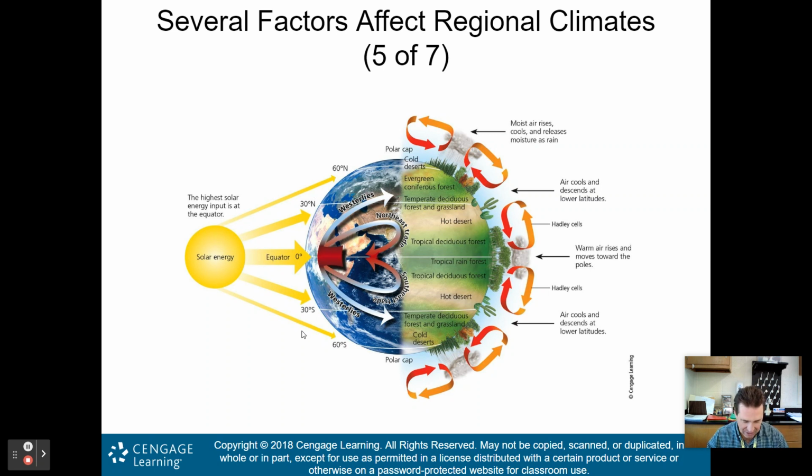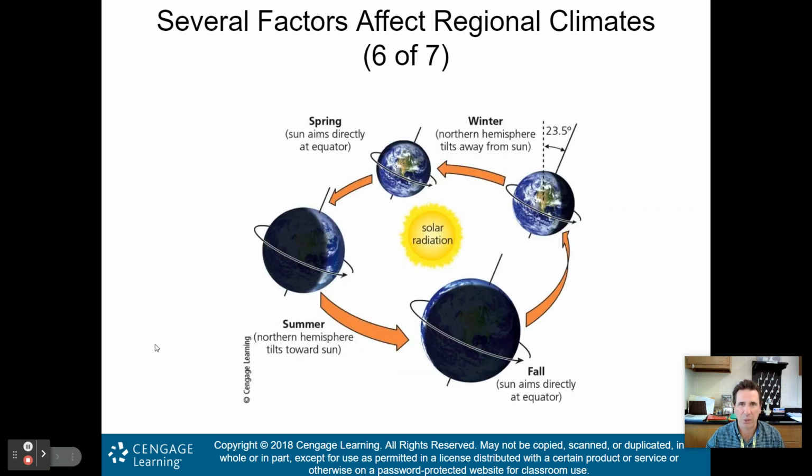So understand this, again: the global air circulation, and also the solar energy, who gets more, who gets less. And if you have any questions on this, definitely reach out and I can help you a little more.